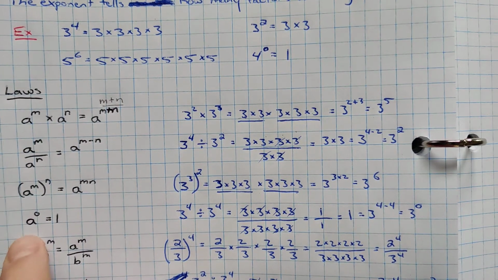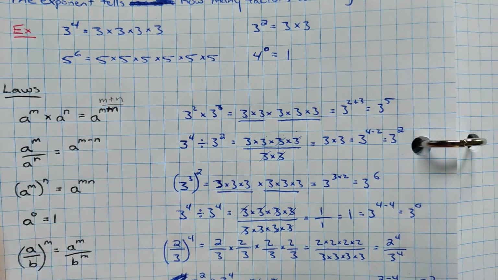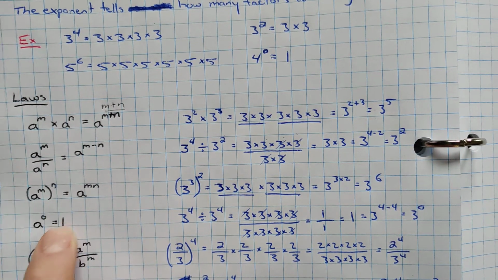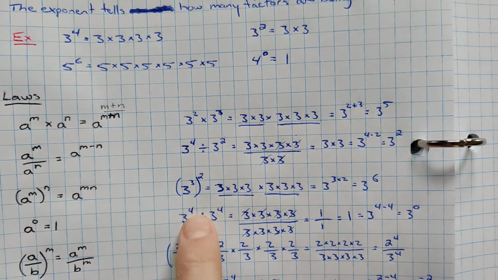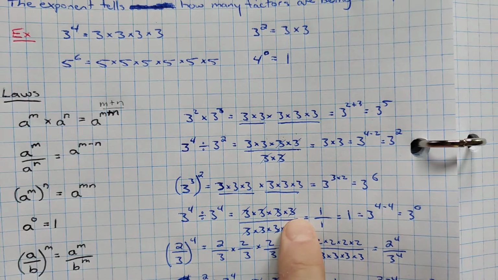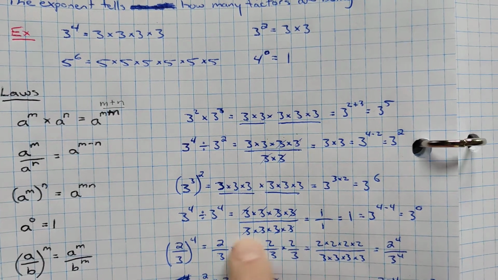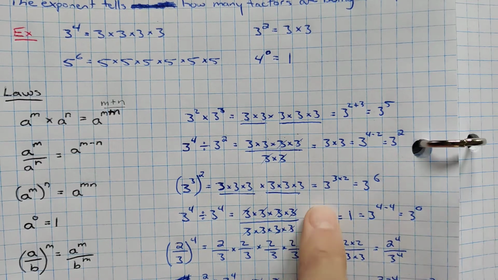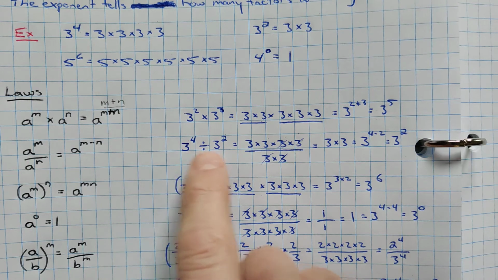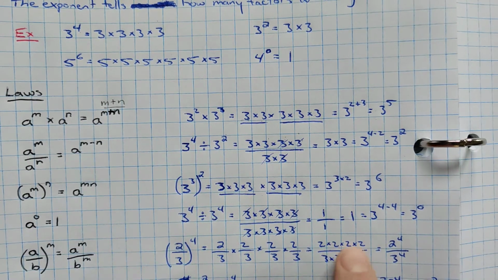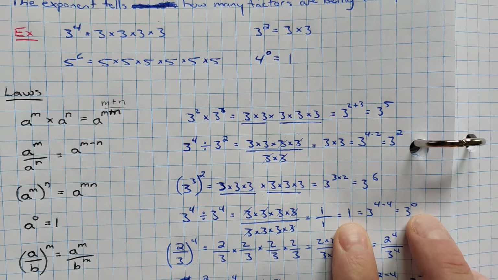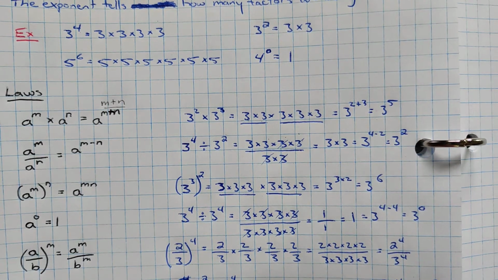Now, earlier I said that 4 to the 0 is equal to 1. Well, the general rule is that anything to the 0 is equal to 1. Here's the reason why. If I have 3 to the 4 and I divide it by 3 to the 4, I would have 4 3's over 4 3's. They would all cancel. I'm left with 1 over 1 or just 1. We also know from our subtraction rule that 4 minus 4 is 0. So the 1 is the same as 3 to the 0. There's an example of that.